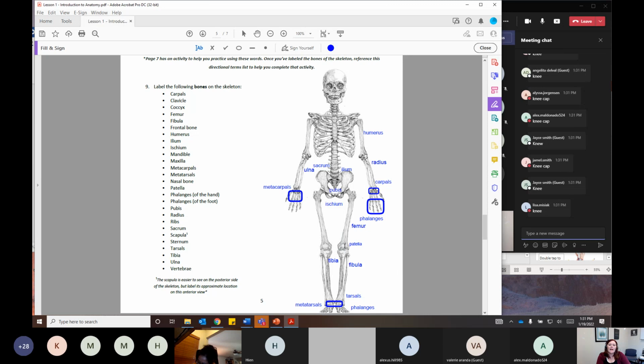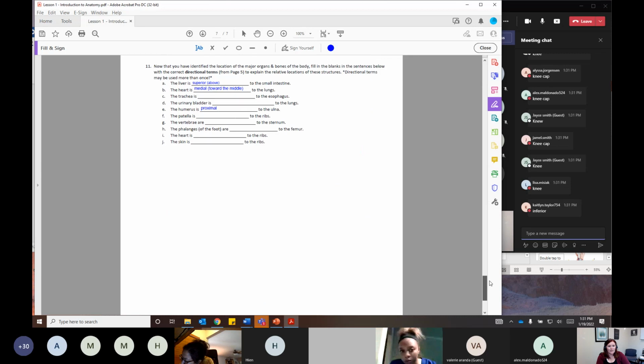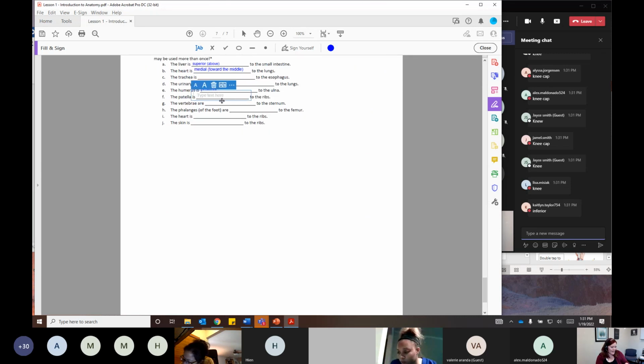When I'm comparing the patella to the ribs, I would say that the patella is below, or it's inferior to the ribs. Notice I can use superior and inferior because the ribs aren't part of the leg. I'm allowed to use those words. So the patella is inferior to the ribs.